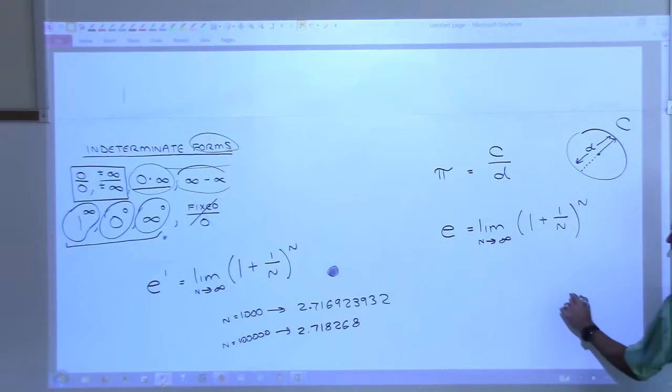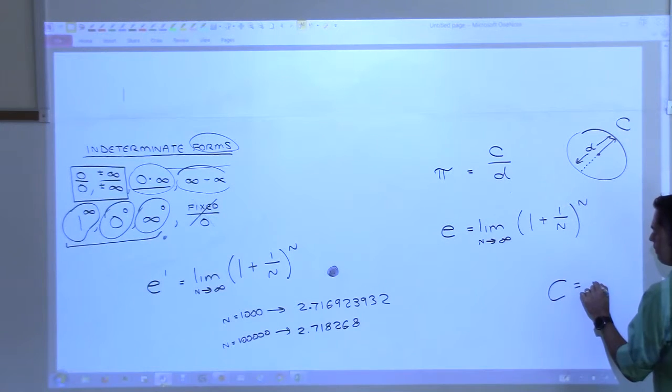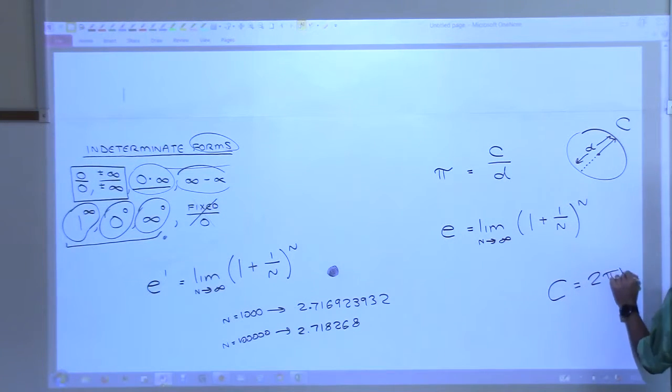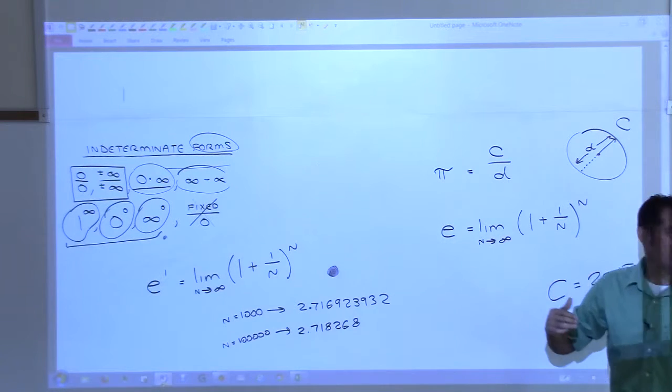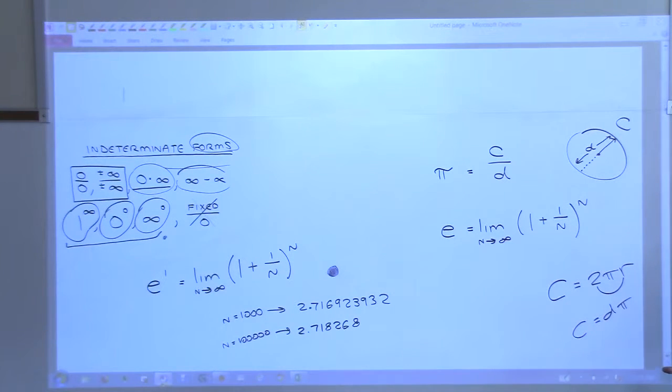And that's simply taken from the formula, circumference is 2 pi r, right? But twice the radius is diameter. So circumference is diameter times pi. And if you divide both sides by diameter, then you get pi. So that is a simple way of expressing pi.